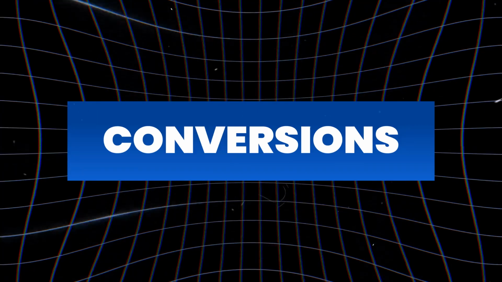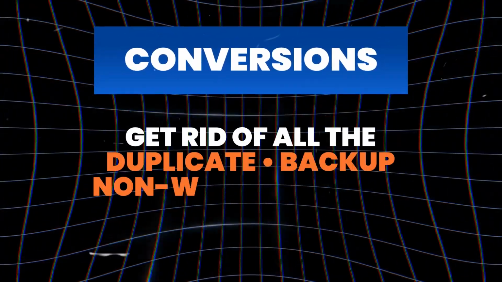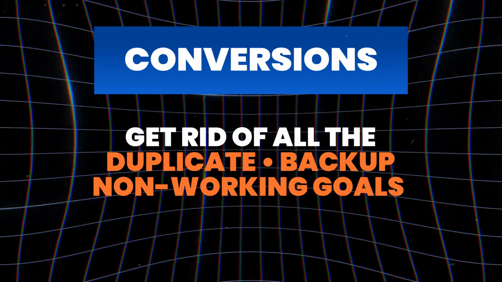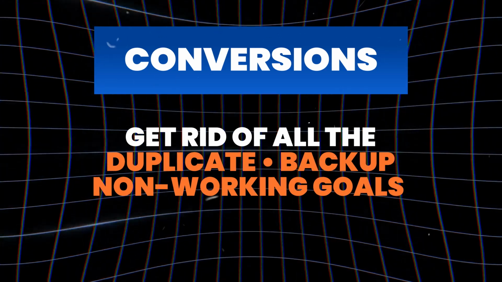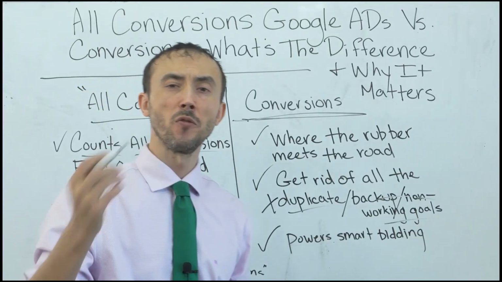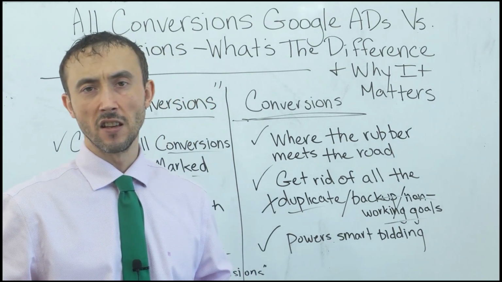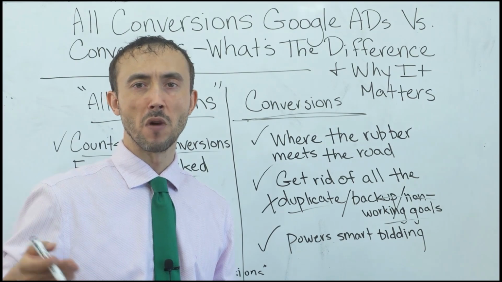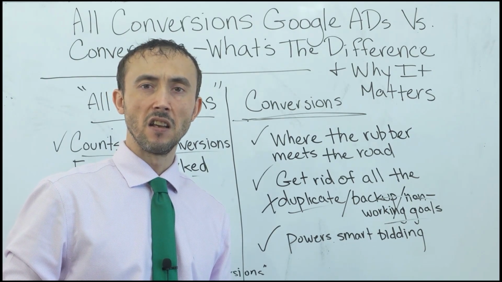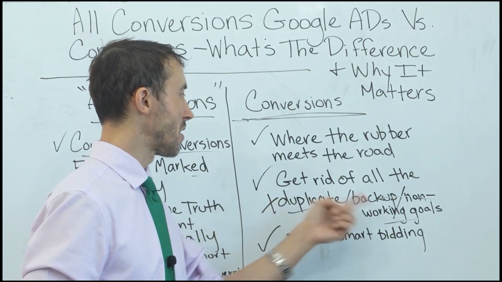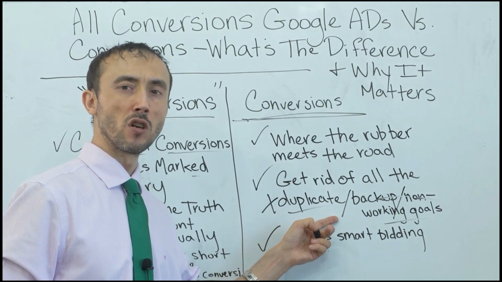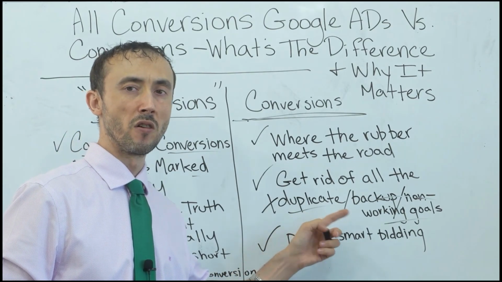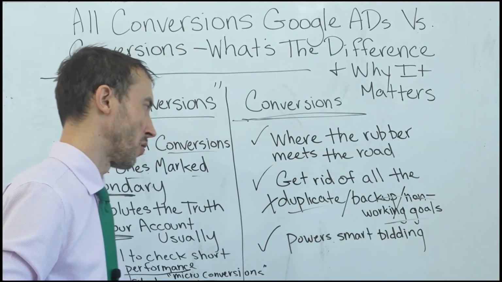And if you're going to look at conversions by themselves, it'll automatically weed out all of the duplicate, backup, non-working goals that are marked secondary. Or in other words, another way to say this, if you see a goal that's not working in your conversion account, you can mark it secondary, and as a result of that, it will not be in your conversion data anymore, on your campaign menu, your keyword menu, and so on and so forth.